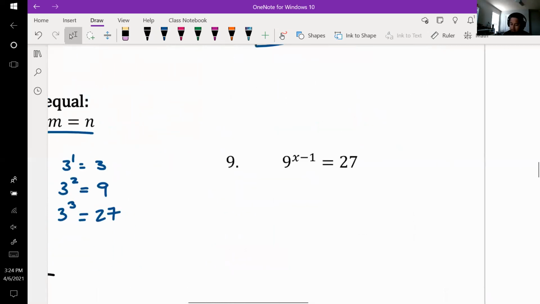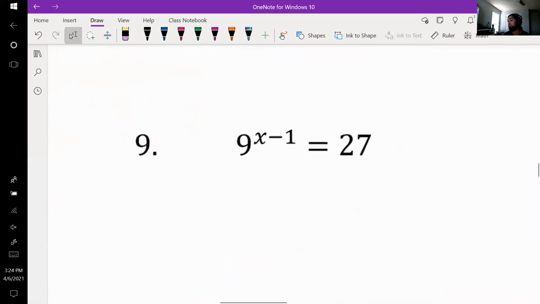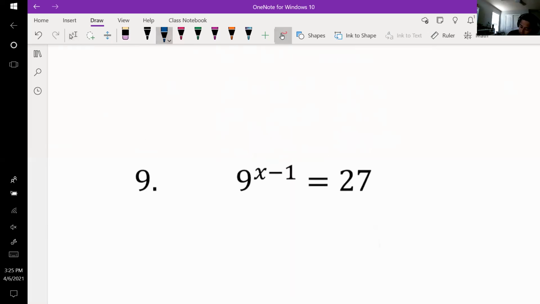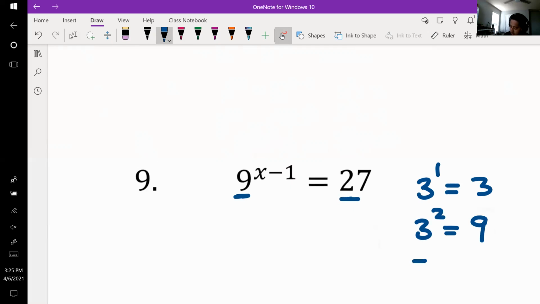All right. Number 9, same thing. 9 to the x minus 1 equal to 27. Again, these do not have the same base on both sides, but what we learned from the last problem is now they share the common base of what? 3. Good. So I'll write it here again. 3 to the first is 3. 3 squared is 9. 3 cubed is 27.